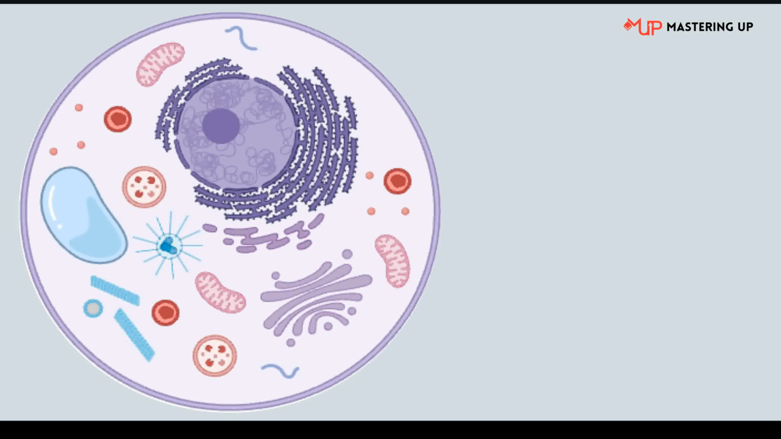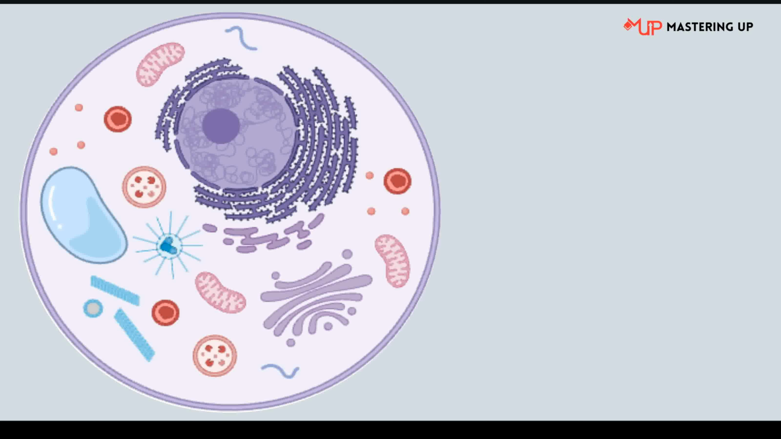Here we have an animal cell showing its major organelles. Animal cells are eukaryotic, meaning they contain a nucleus and other membrane-bound organelles. Each organelle plays a crucial role in maintaining the cell's overall function. Let's take a closer look at these organelles and their specific roles.